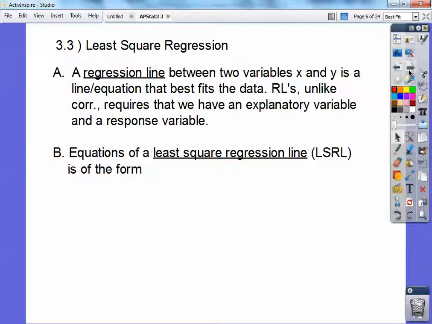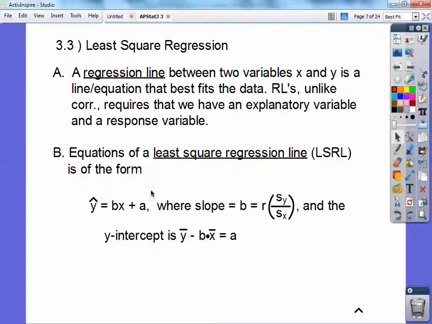of this form right here. This is called y hat, which is our prediction y, equals bx plus a. Now I don't know if your book writes it like that. I think our book writes it like that, and I think your calculator writes it as a plus bx. So just be aware, you guys, it's just y equals mx plus b from your Algebra 1 class, okay? Where the number in front of the x is your slope, that's the b.